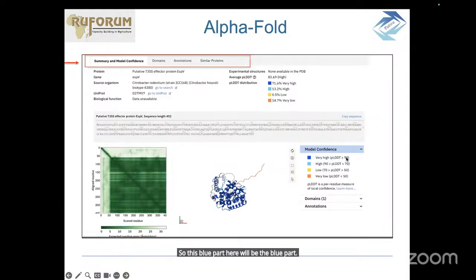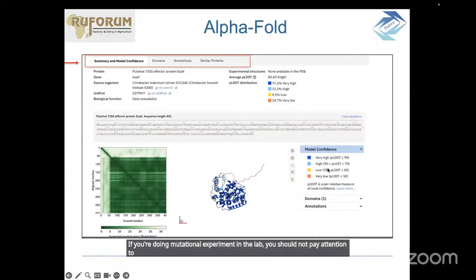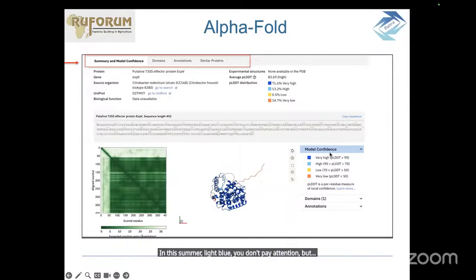This blue part here, this structure here is very, very accurate. But you can see other parts here that are very low, like this part here. If you're doing a mutational experiment in the lab, you should not pay attention to this part here. And then some are light blue, you don't pay attention, but the parts that would be very interesting for your future work will be the parts that are blue, because they have very, very high accuracy. So that is the summary.